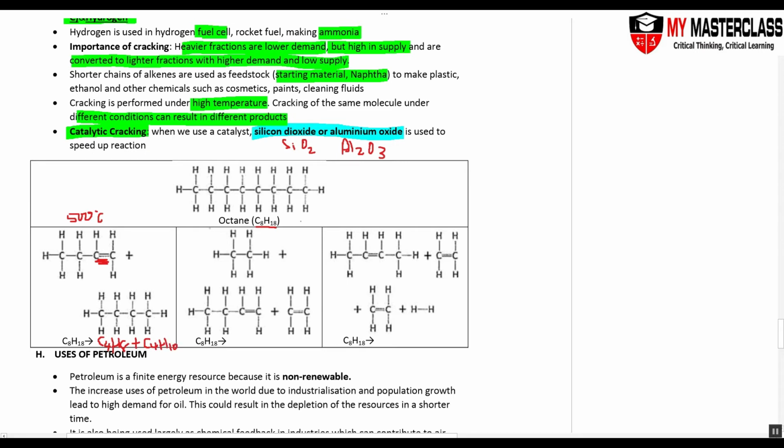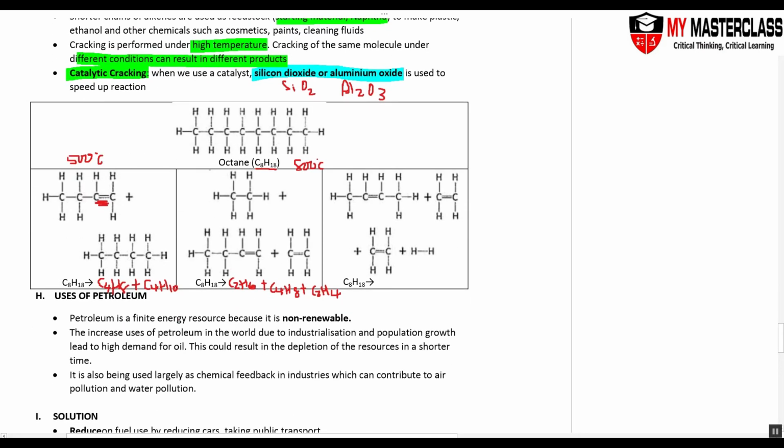Okay, at for example 800 degrees Celsius, you can break it into ethane, C2H6. You can break it into butene, C4H8, and ethene, C2H4. So this cracking at 500 degrees gave me an alkene and an alkane. This one gave me 2 alkenes and 1 alkane.